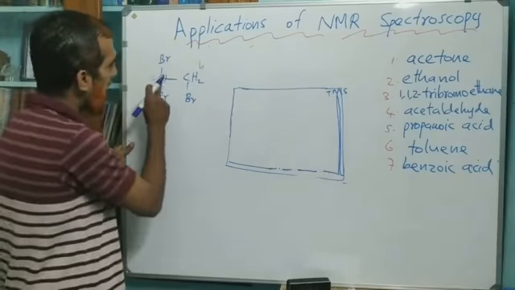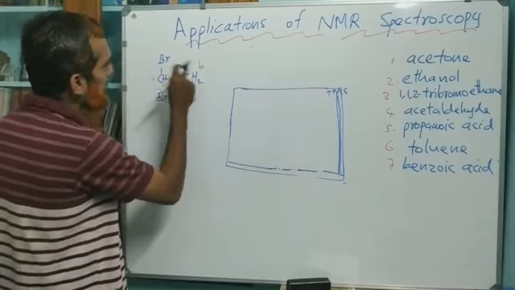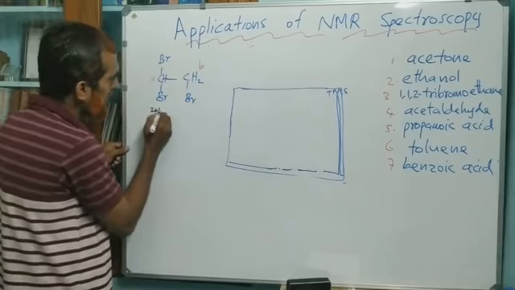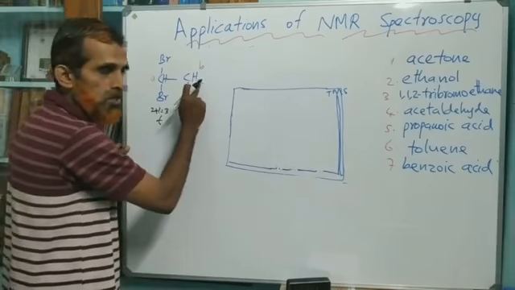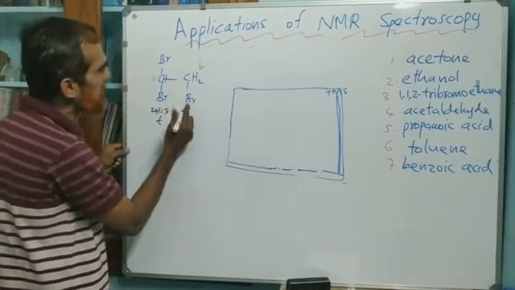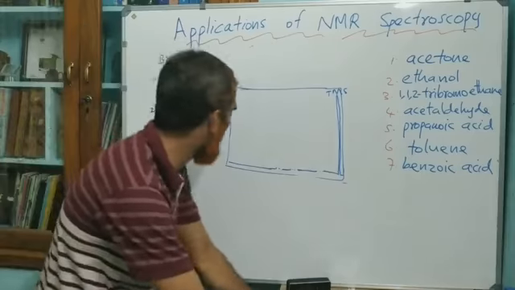And what about splitting? That's very important. This is split by this proton, so you have to predict the multiplicity. So 2 plus 1 equal 3, so there will be a triplet for this one. What about this one? The signal of this CH2 will be split by this one. 1 plus 1 equal 2, that's a doublet. So we can go like this.